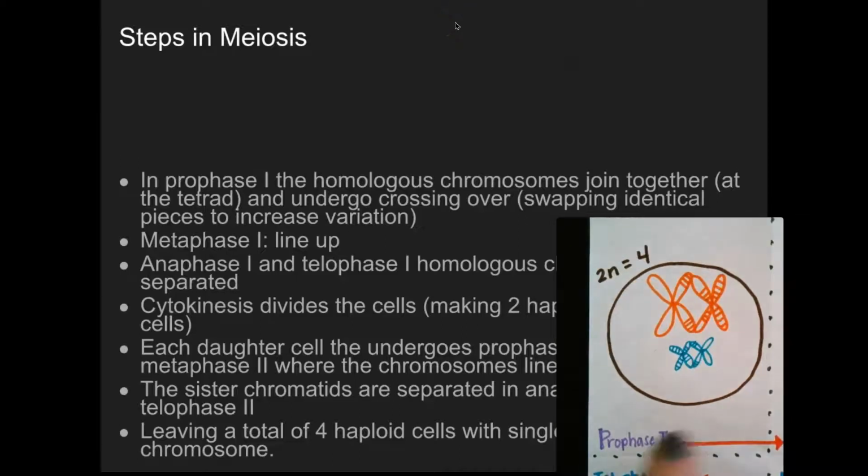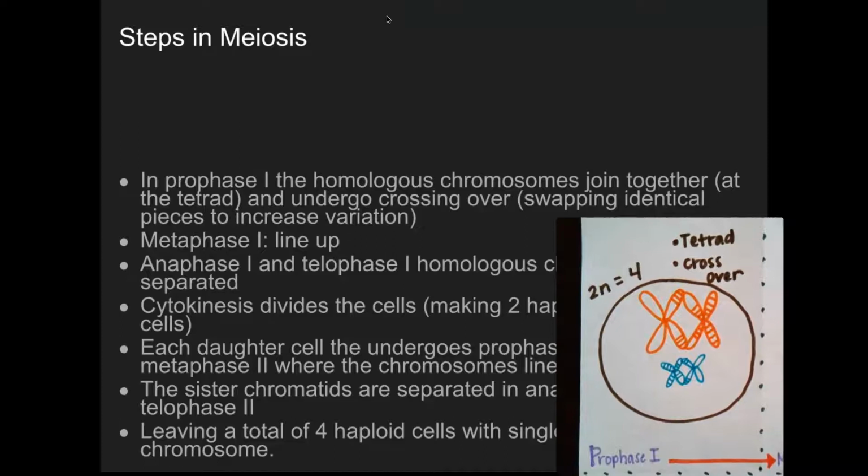What I've done now in this crossing over is I've created this tetrad and I have swapped places so that I don't have any two chromosomes that are the same. So originally these two that were of the open form were the same traits, but they are no longer the same traits. So they have undergone crossing over. So in prophase 1, we see the formation of the tetrad and we see crossing over. So our two major points of prophase 1 are the tetrad and crossing over.